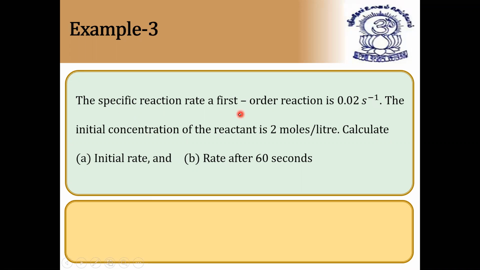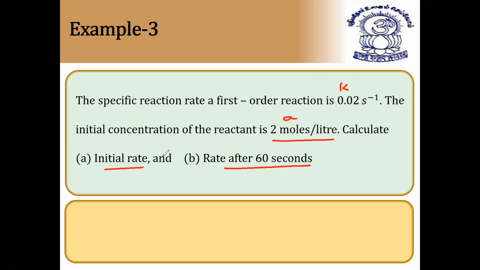Next question. The specific reaction rate for a first order reaction is 0.02 second inverse. This is the value of K. And the initial concentration of the reactant is 2 moles per liter, so A is equal to 2 moles per liter. Calculate the initial rate and the rate after 60 seconds.